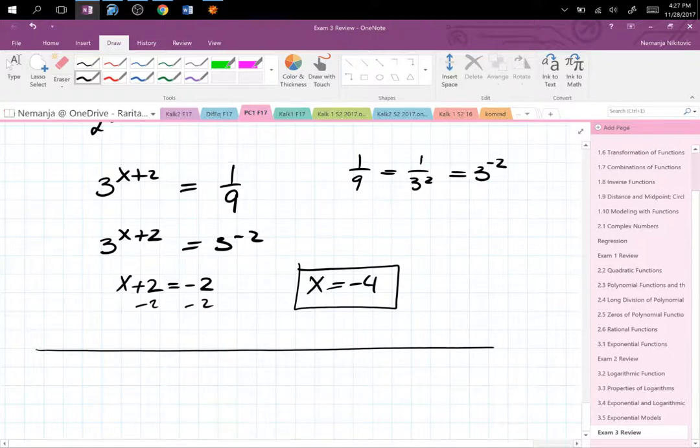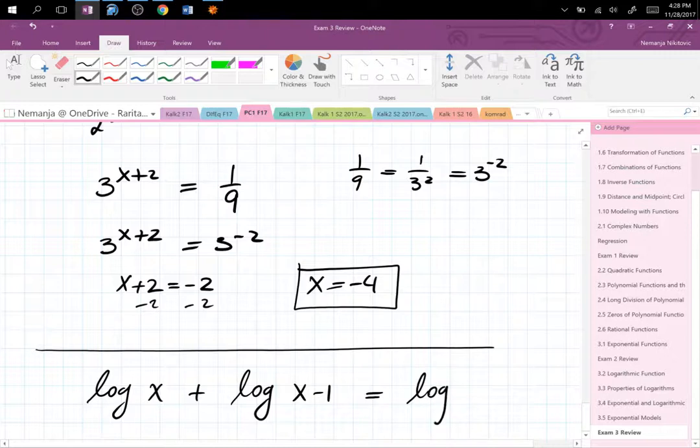Here's another example. Log x plus log x minus 1 is equal to log of whatever, 5.